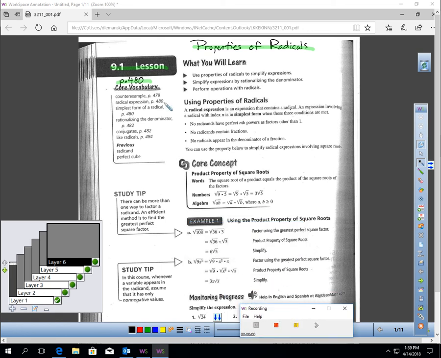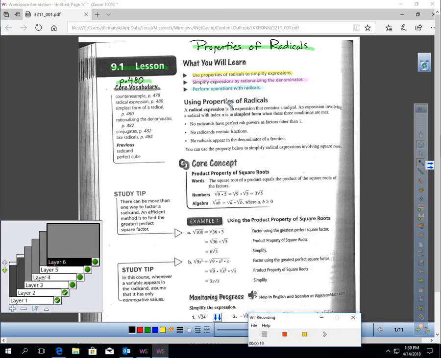Lesson 9.1, Properties of Radicals. You should be on page 480. In this lesson, you will learn properties of radicals and how to use them to simplify expressions, how to simplify expressions by rationalizing the denominator, and how to perform operations with radicals.